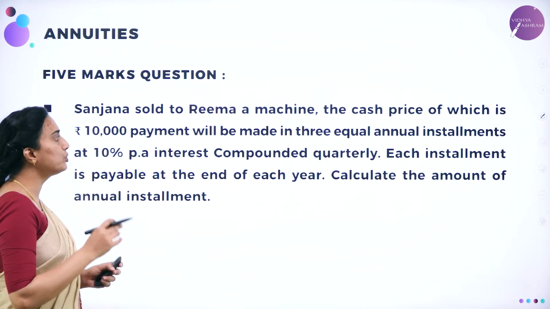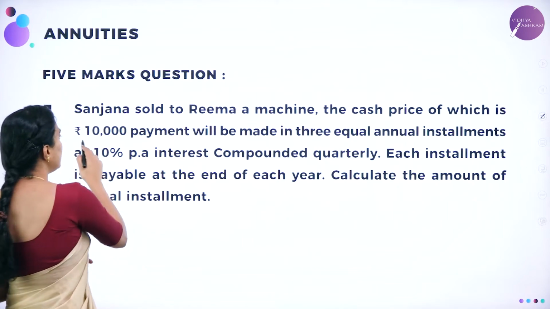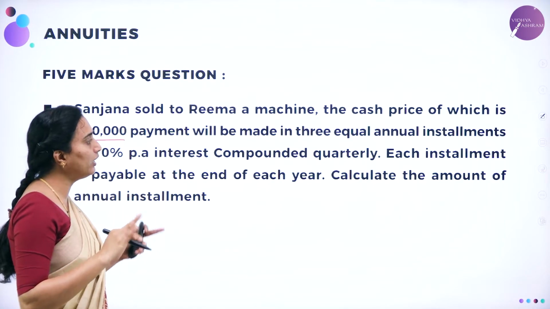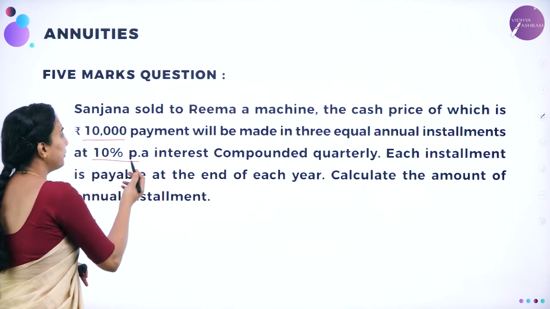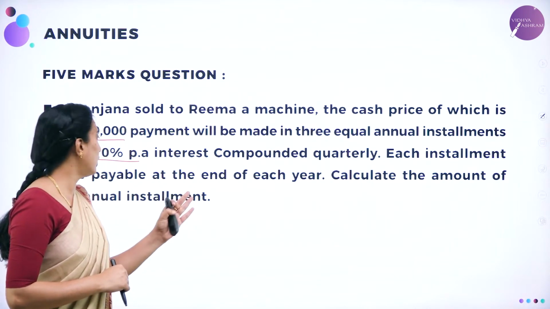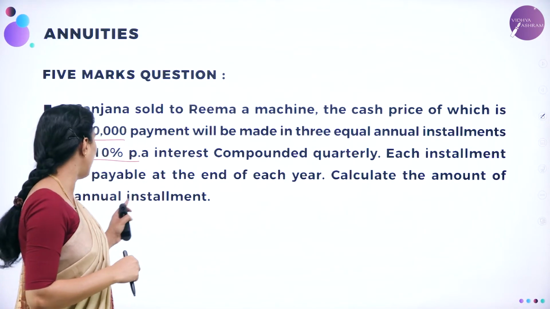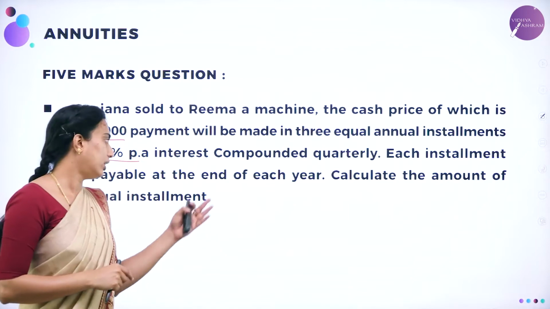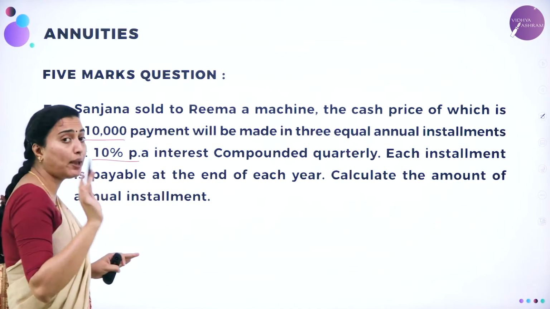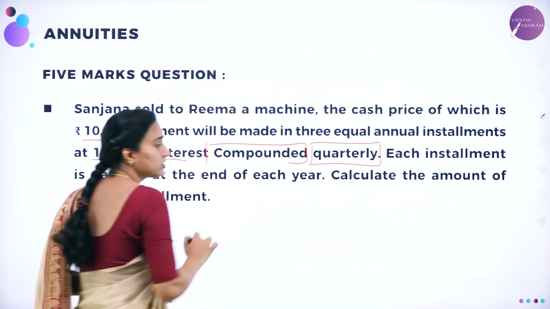Sanjana sold to Rima a machine, the cash price of which is rupees 10,000. Payment will be made in 3 equal annual installments at 10% per annum interest, compounded quarterly. Each installment is payable at the end of each year. Calculate the amount of the annuity installment. So, end of each year means it is an annuity immediate only. Here 10% per annum they have given, capital letter R, because interest is compounded quarterly. Quarterly means what? Yes, 4 times.